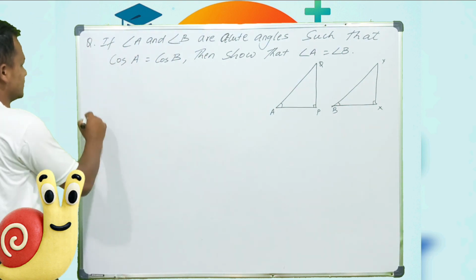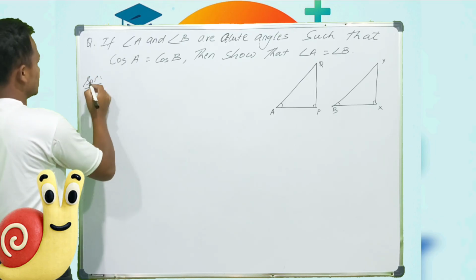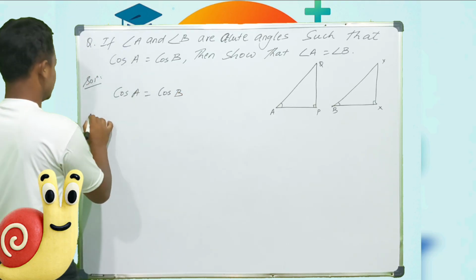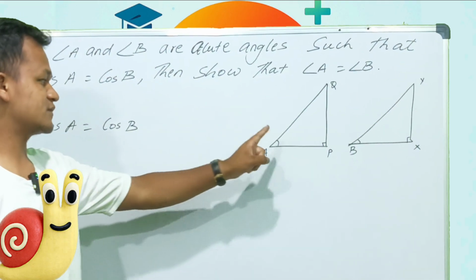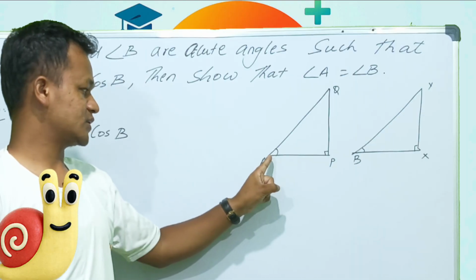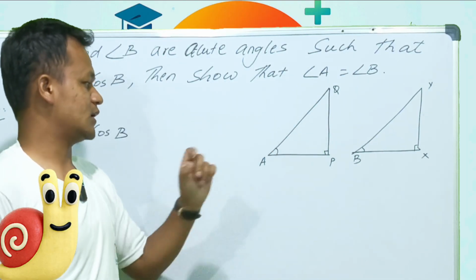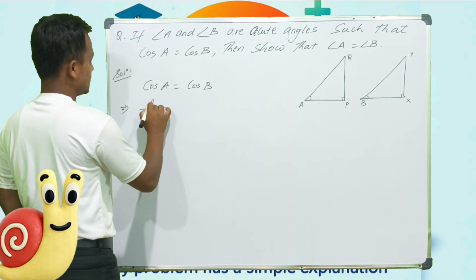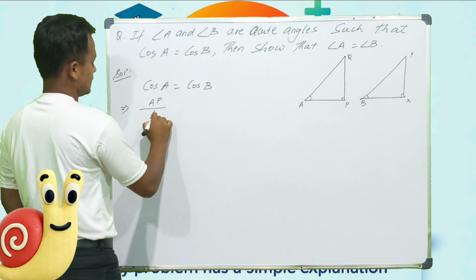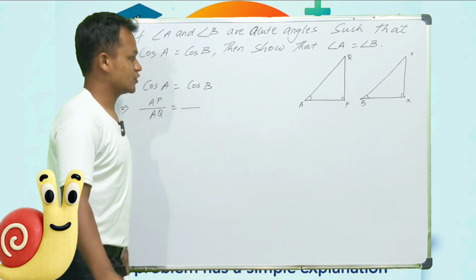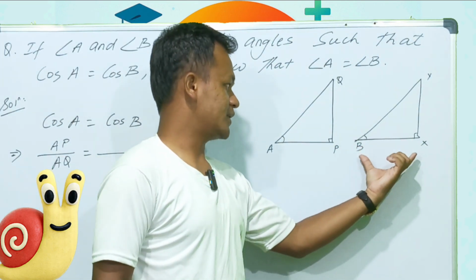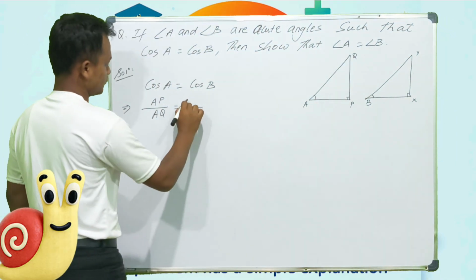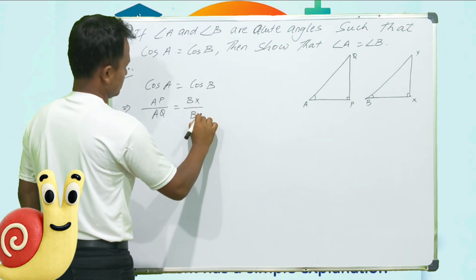So let's write from the given part. So the solution, let us start. Cos A is equal to cos B. That is the given part. And from the first figure, cos A is equal to AP by AQ, since cos is base by hypotenuse. So AP by AQ is equal to cos B. Cos B will be similarly base by hypotenuse, so BX by BY.